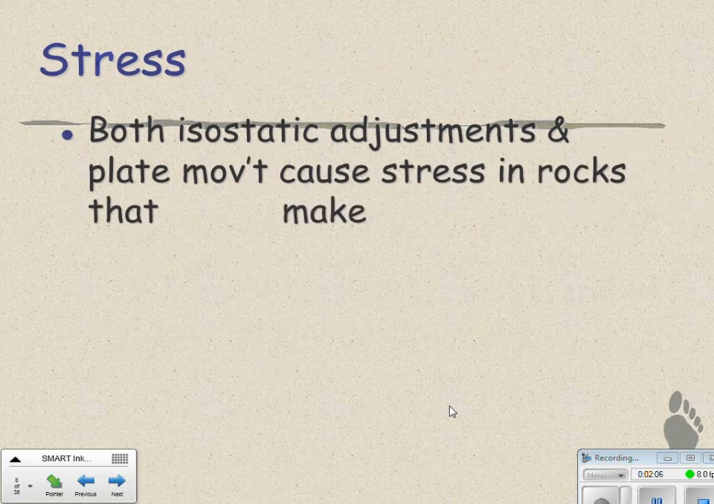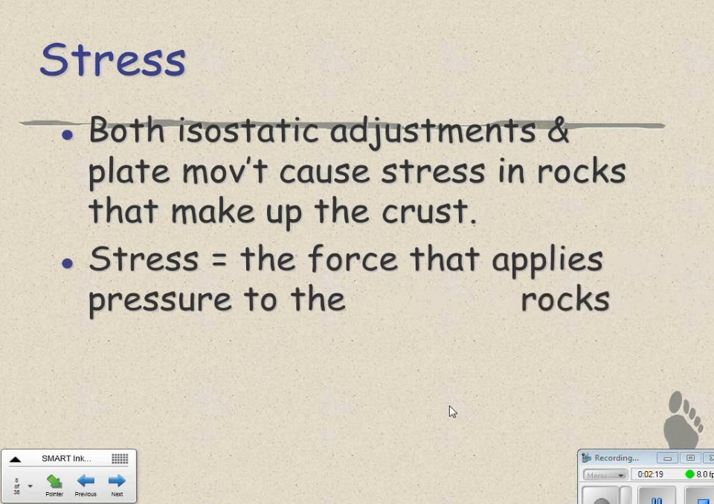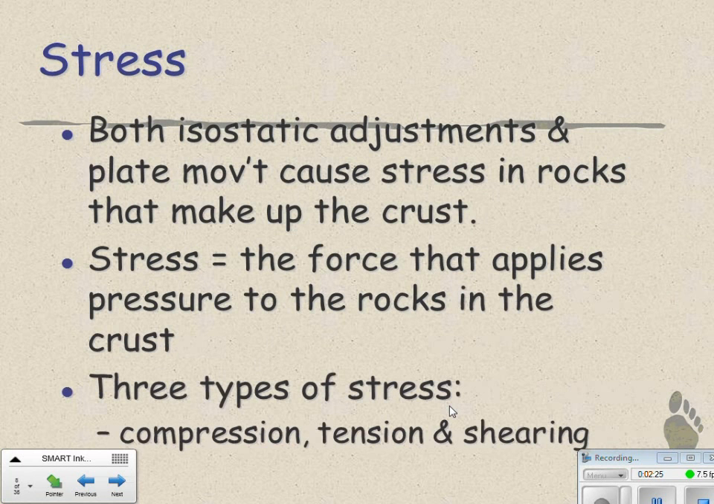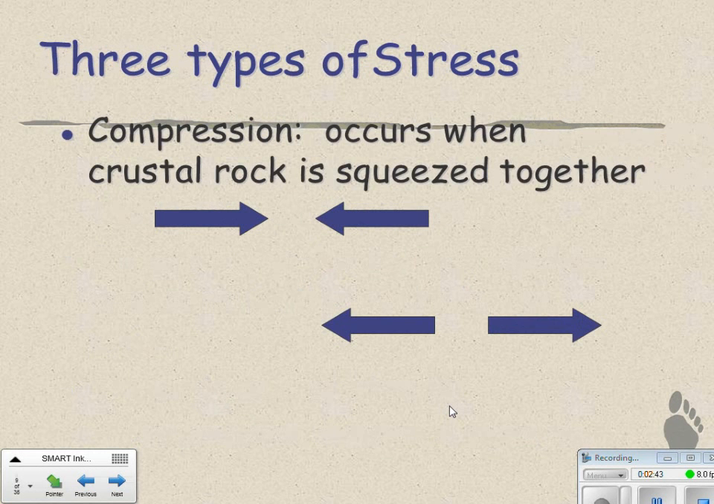And the different types of stress that's involved with this. Both isostatic adjustments and plate movement cause stress in rocks that make up the crust. Stress equals the force that applies pressure to the rocks in the crust. And there are 3 different types of stresses. Compression, you're pressing it. Tension, that's like a rubber band when you pull it apart. And shearing, like a pair of scissors. One's moving one way, the other piece is moving another way. So you need to draw these pictures there on your notes.